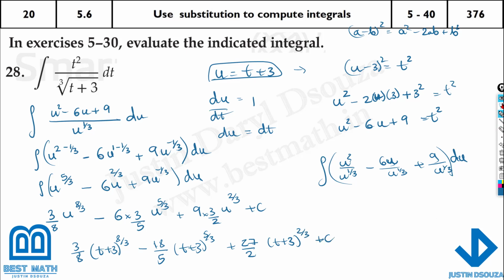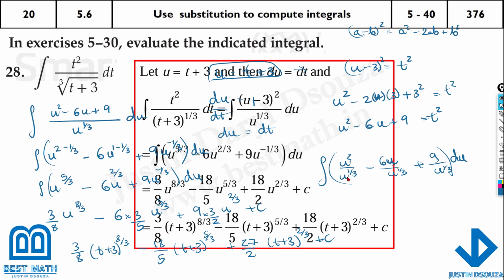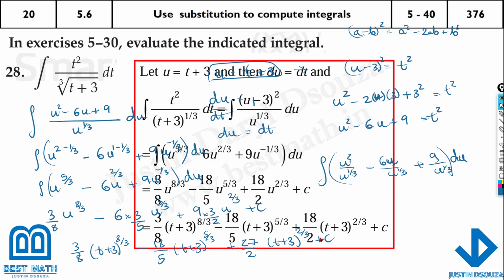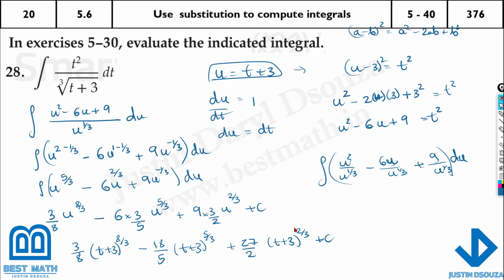This must be the answer. I hope I've not done any mistake. Let's see the substitution, the solving. 9 times 3 would be 27 by 3. I believe what I've written is correct and this is wrong, because over here we have 2/3. Yeah, you have to multiply 9 times 3. Okay, thank God. Whatever I did is absolutely correct.